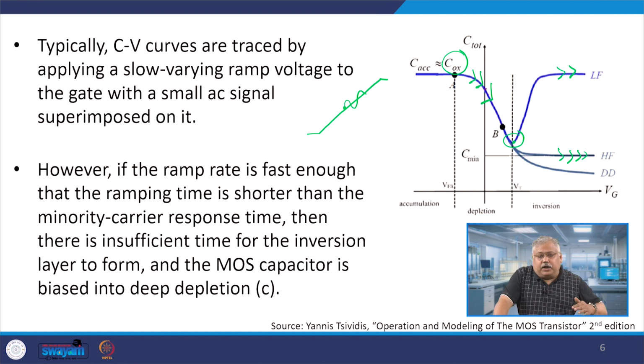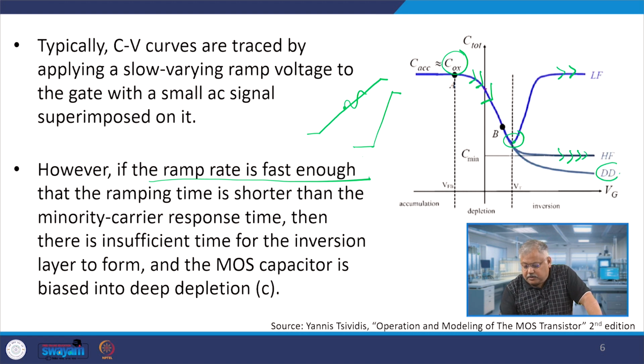Now, that is the point: if your ramp rate is very high, which means that you are ramping up at a very fast pace, then the ramping time is shorter, obviously, because this is steeper. If you look at this expression, it effectively means that you are ramping up at a very fast pace. And if this ramping time is shorter than the minority carrier lifetime, then there will be insufficient time for the inversion layer to form, and the MOS capacitor will always be going into deep depletion. That is what is written here.